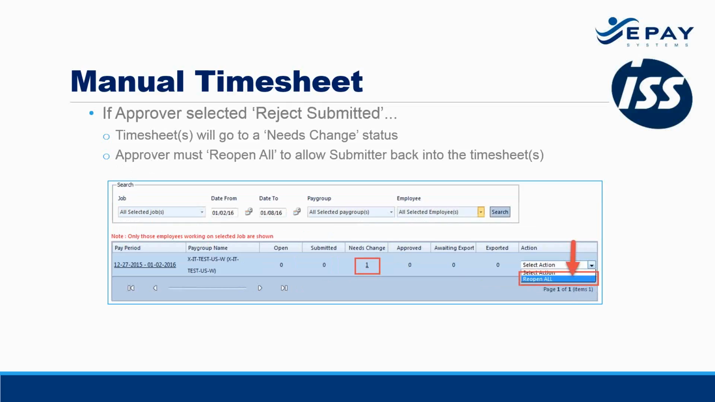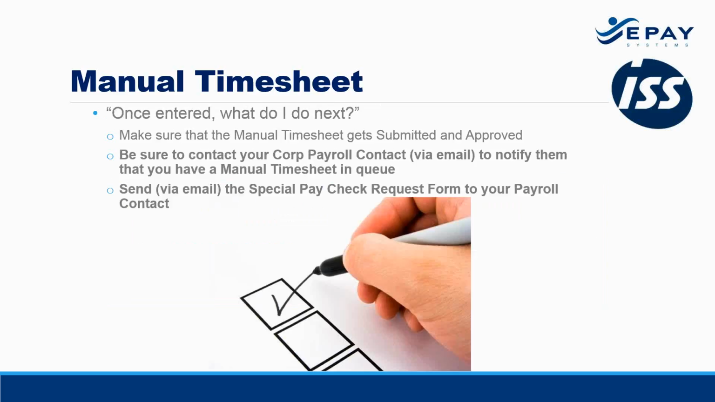And this is a quick picture of the reopen option. Reopen All is available down there as well. So once you've entered that timesheet, and we've made sure that we've submitted and approved it, the next thing is probably the most important step of everything, and that is to contact your corporate payroll contact via email and notify them that you have a manual timesheet in the queue.